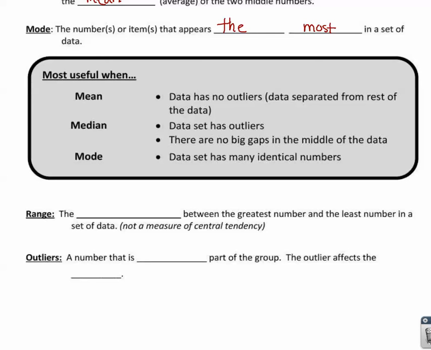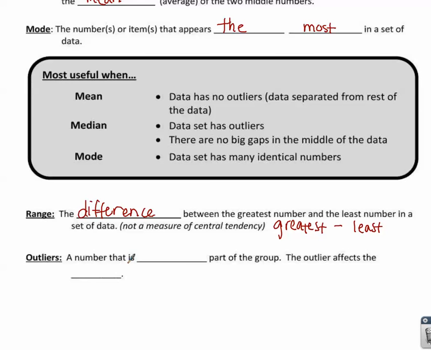The range is the difference between the greatest number and the least number in the set of data. The range is not considered a measure of central tendency. Only the mean, median, and mode are. So if a question asks you, what is the best measure of center? Range is not an option. So the range is the highest minus the lowest, or the greatest minus the least.